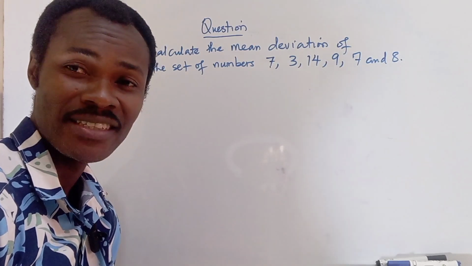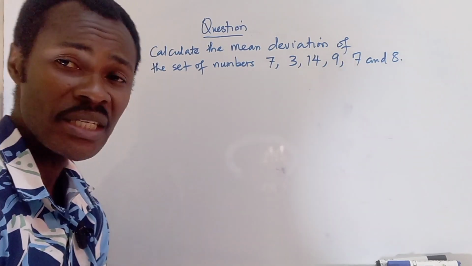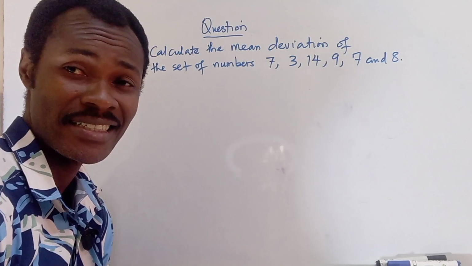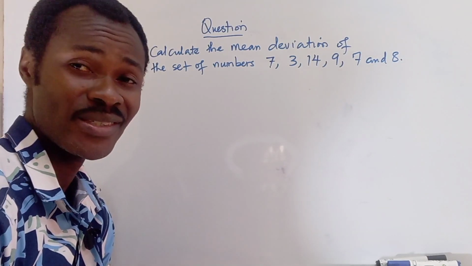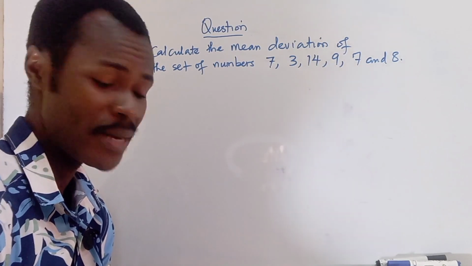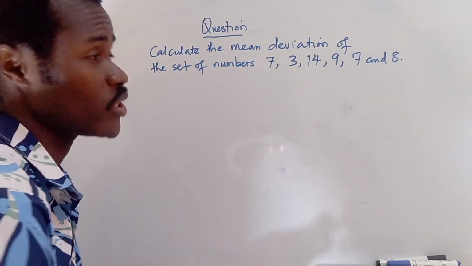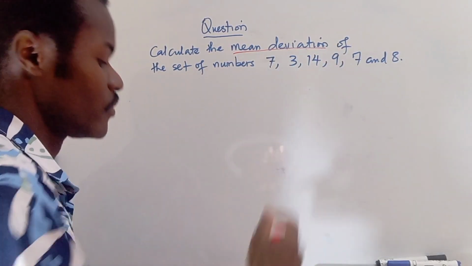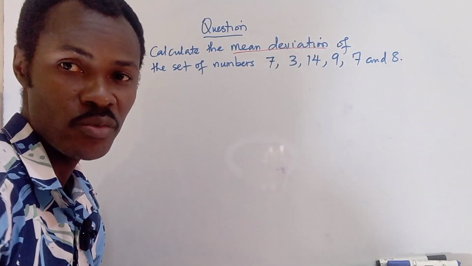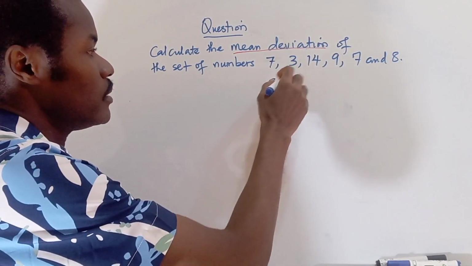Alright, so let's get right into today's question. It's on statistics, and under that, this question is on measures of dispersion. Because I can see the question says we should calculate the mean deviation of the set of numbers. Alright. So when we say mean deviation, what do we mean?